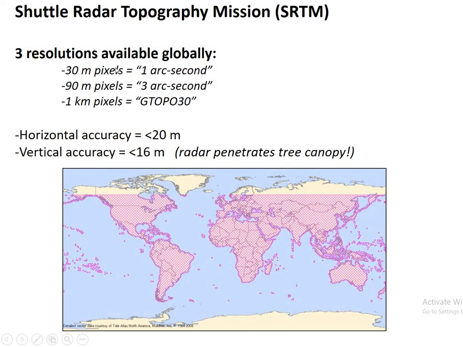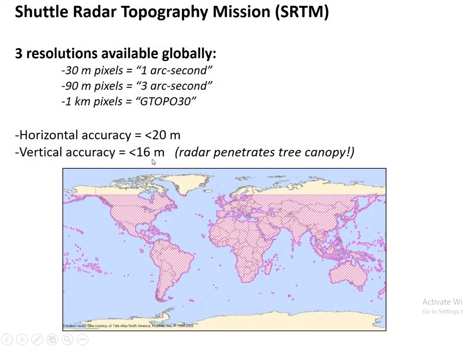So this is available now in 30 meter pixels, or 1 arc second, for the whole world. As of about 2015, that was released. But sometimes it's important to use this G-Topo30 data set, which is resampled into 1 kilometer pixels. So if you're trying to display the entire western United States and you don't want to have a lot of large files, you may want to use the 1 kilometer resolution, the G-Topo30. The horizontal accuracy is less than 20 meters, and the vertical accuracy is less than plus or minus 16 meters. So that's pretty accurate.